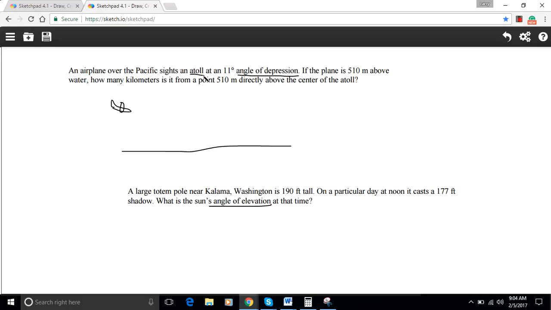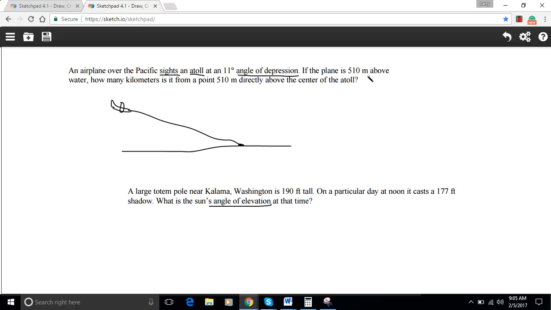What's an atoll? Well, it's a little coral outcropping island that rises just barely above the surface of the sea. And when it says an airplane sights it, you imagine some person in the cockpit here looking down and seeing that atoll. So there's their line of sight. Imagine that's also a straight line.